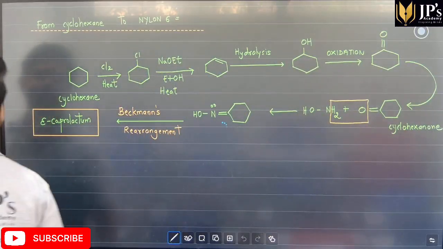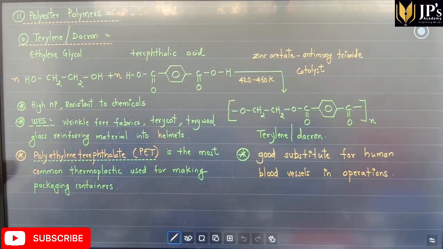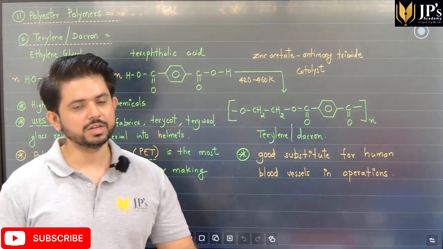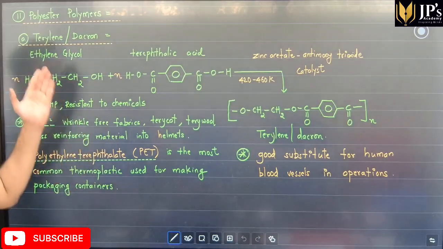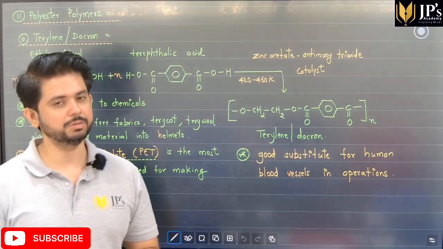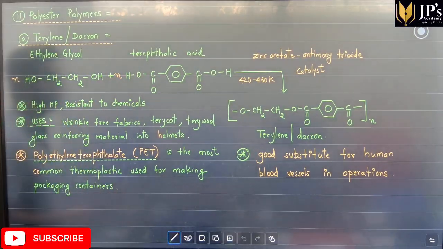Continuing ahead. The next polymer that we have, these are polyester. Just like polyamide had multiple amide linkages, polyester will have ester linkages. The example that we have over here is terylene or Dacron. Again, students, this is a condensation polymerization. So you remove a small molecule like water.